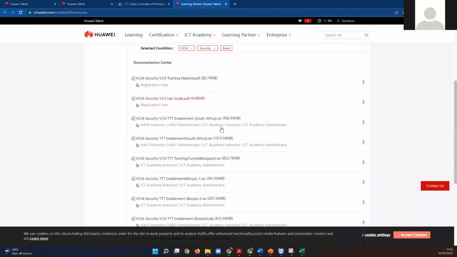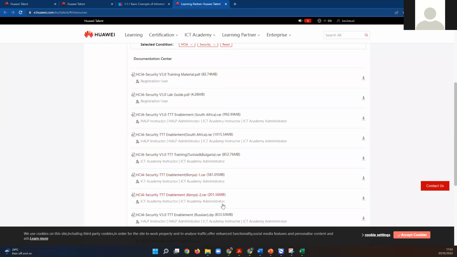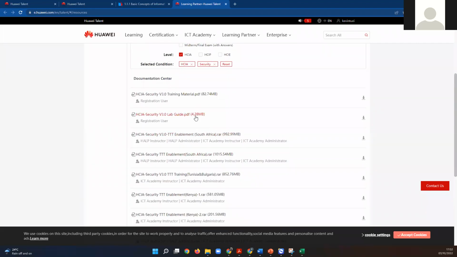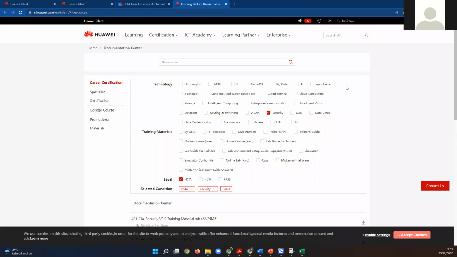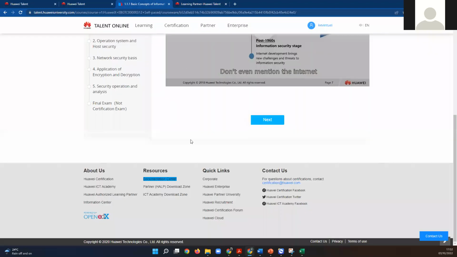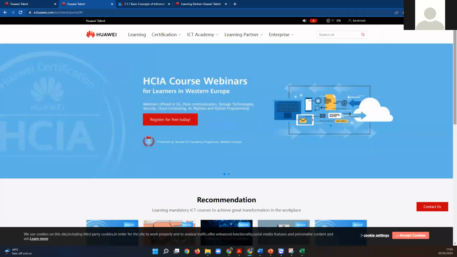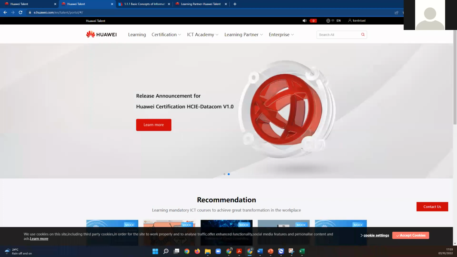So I wanted to show you how you access this. I hope you can see my screen. You can see I can download this PDF of 82 MB. I can download this lab guide of 4.28 MB. There are a number of things here. I don't know whether this is available for you. I think this might be available to instructors. But you must be able to access this too, I'm sure of it. Maybe somebody will have logged in. Tell me. Let me just show you. Let's say you are on the Huawei platform there. Let me take this call and just answer something. Sorry.